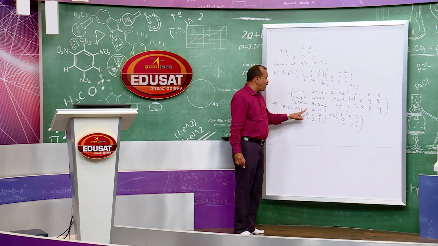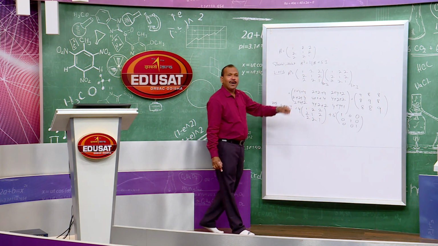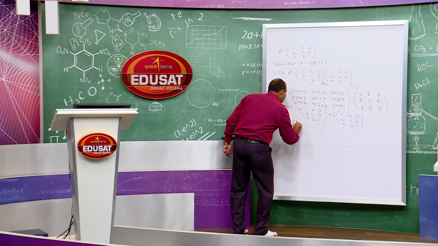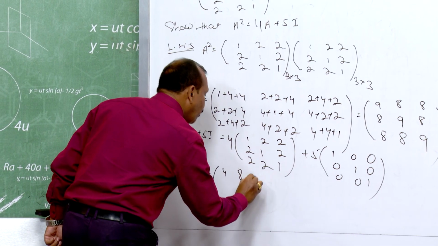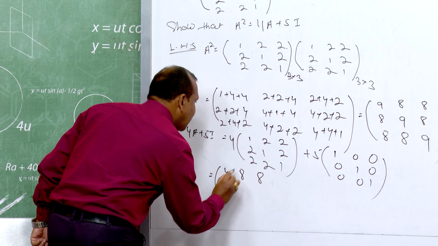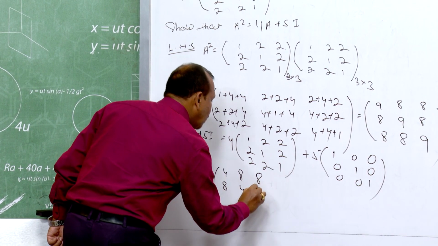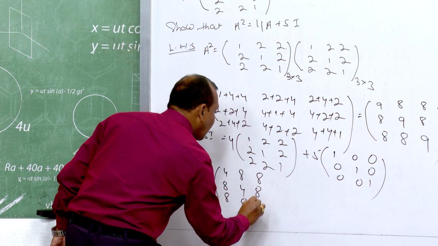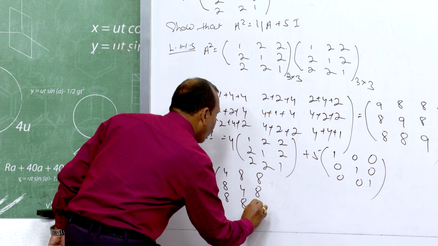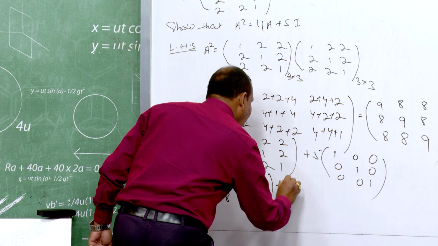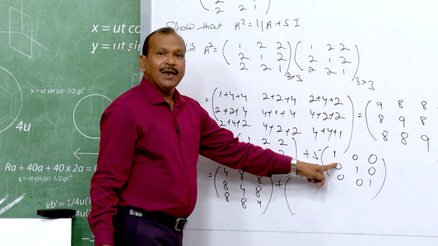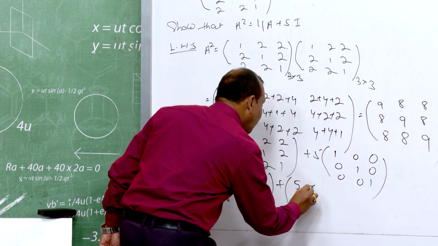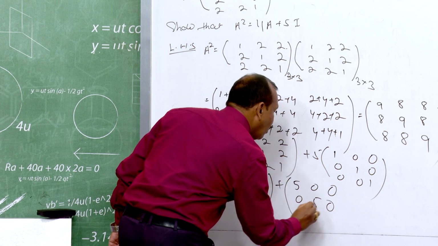Here 4 is a scalar multiplied with a matrix, that means 4 is multiplied with each element of the matrix. That becomes 4 into 1 is equal to 4, 4 into 2 is equal to 8, and so on for each element. Plus 5 is a scalar multiplied with the unit matrix, that is 5 is multiplied with each element, then we have 5 0 0, 0 5 0, 0 0 5.